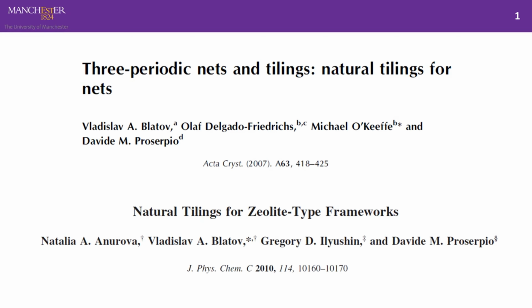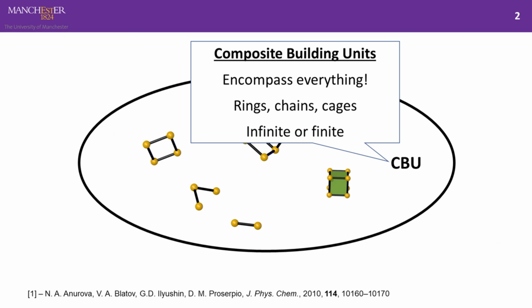The two papers that are essential reading for understanding natural tiling are shown on the screen here. One which explains natural tiling in terms of nets in general, and one which explains natural tiling specifically for zeolites. So taken from that zeolite paper, there's a nice hierarchical diagram explaining all the different types of building units that have been proposed for zeolites. So I'll quickly run through these and then explain why we're not using any of those.